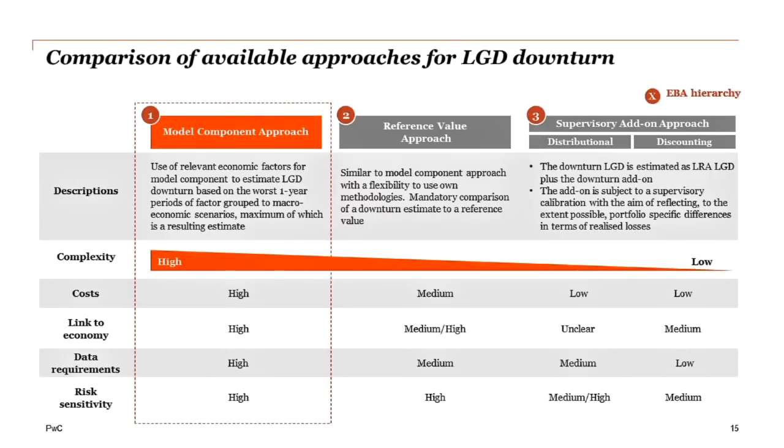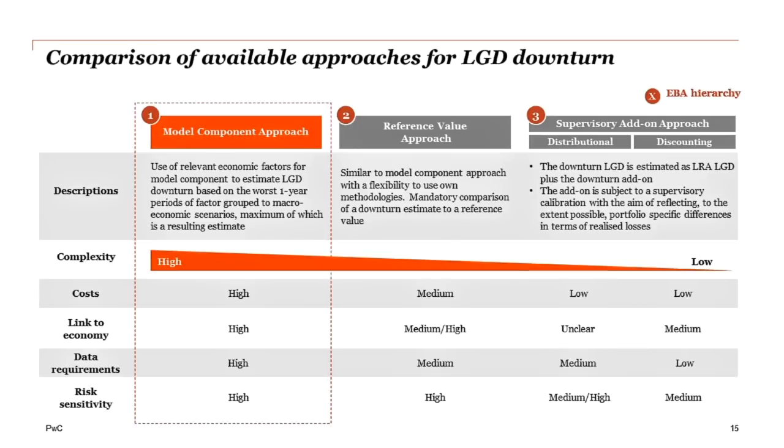First, let's focus on the differences between the proposed approaches. The model component approach is based on the dependency of model components on macroeconomic factors. The methodology is quite straightforward, however, it is highly complex and requires a lot of data. The reference value approach is an alternative to the model component approach with a bit more flexibility to use own methodologies and approaches to estimate downturn. Here we don't have strict steps prescribed by the regulator that we need to follow in order to come up with LGD downturn.